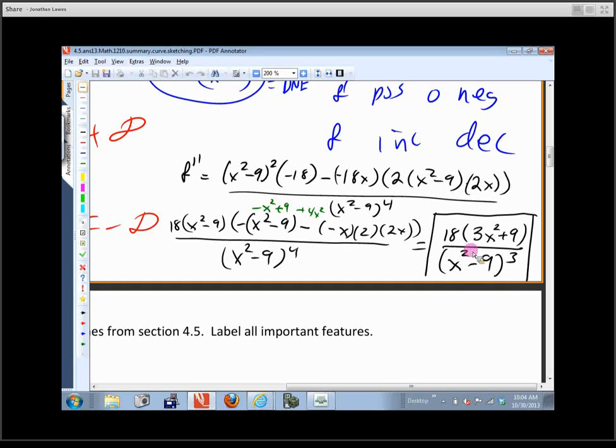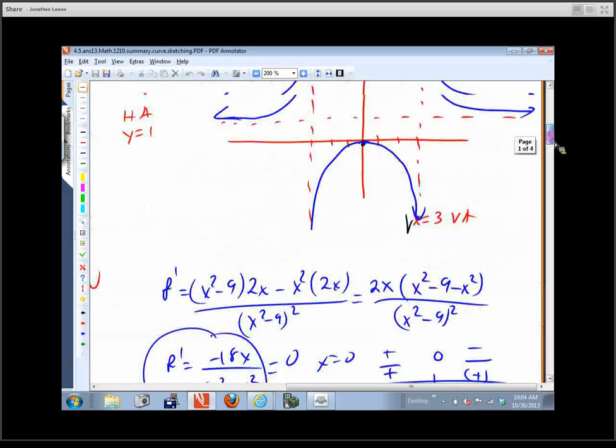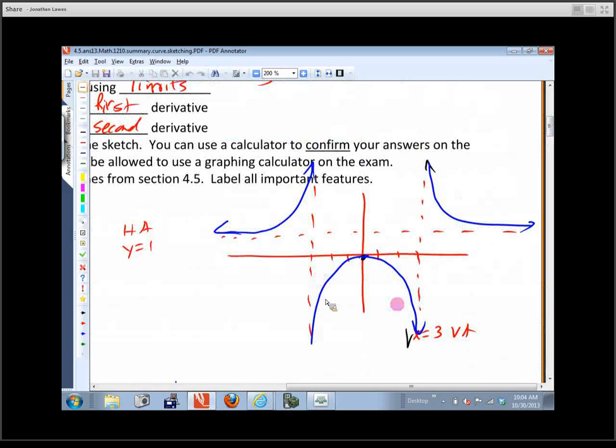In other words, when you're plugging in a number that's between -3 and +3, that's the only time the denominator would be negative. That's the only time the second derivative would be negative. So if we look up here, isn't that where it's concave down? Right there. Okay, so no surprise there. So we know it's always curved upward here, and always curved downward there.